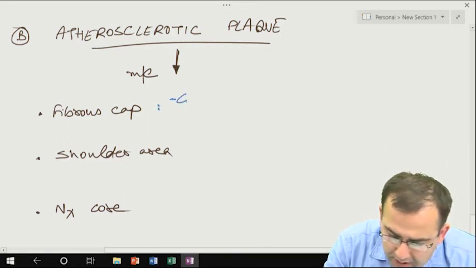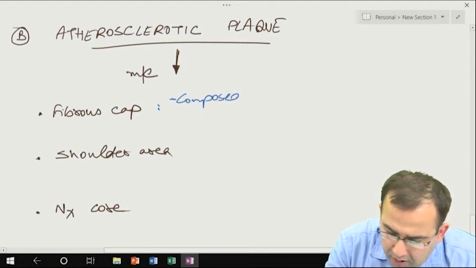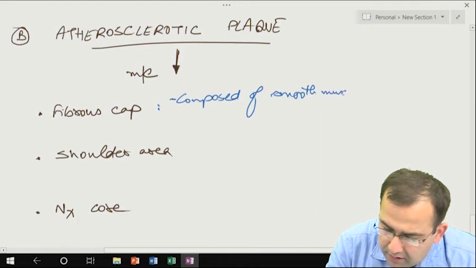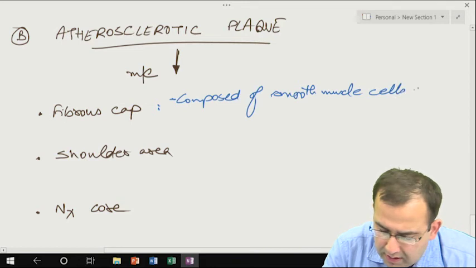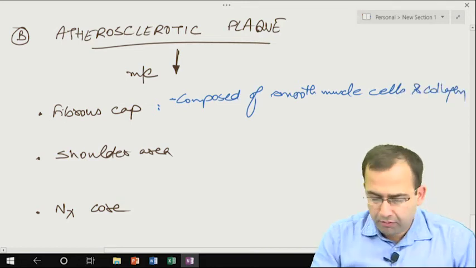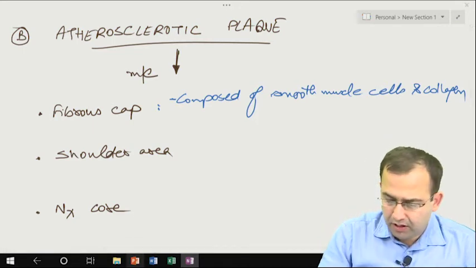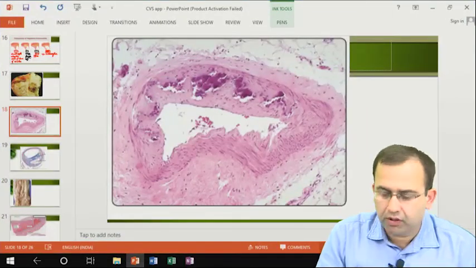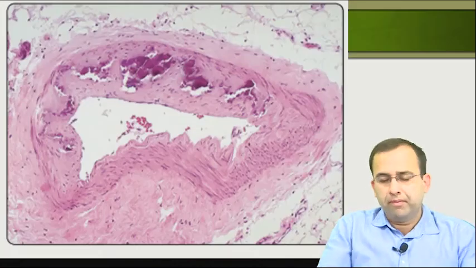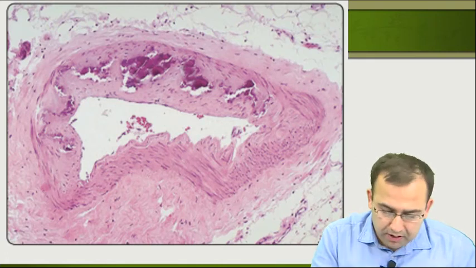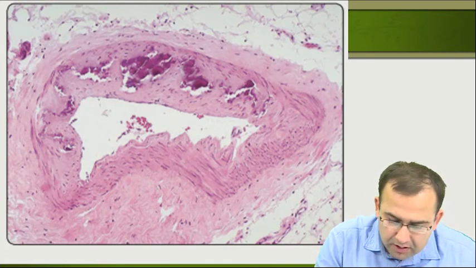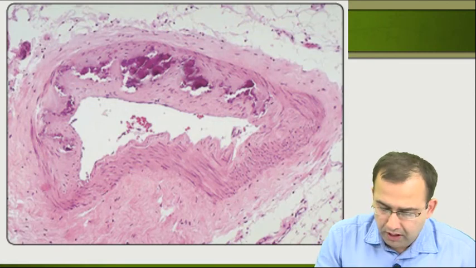The fibrous cap is composed of smooth muscle cells and collagen. Before I go further, let us do it the other way around. Let us first see what it looks like microscopically. Now this diagnosis you very well know: Monckeberg medial sclerosis. Which calcification was this, dystrophic or metastatic? Dystrophic. You know that.